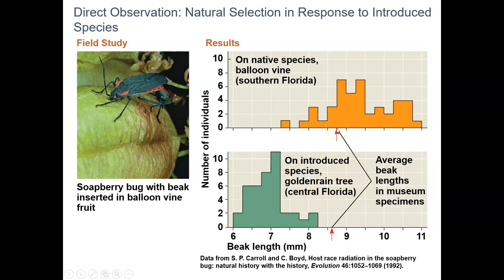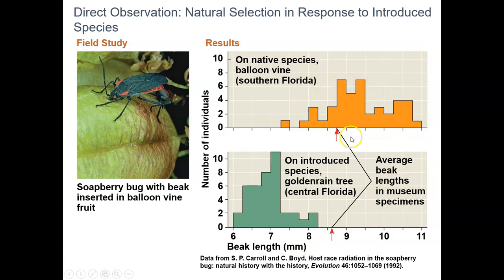And these marks right here are indicating the average beak lengths of soapberry bugs found in museums collected before the introduced species in central Florida. Before the golden rain tree was introduced in central Florida. So before it was introduced, soapberry bugs found in both southern Florida and in central Florida had beak lengths that were very similar to each other, around 8 3/4 millimeters.